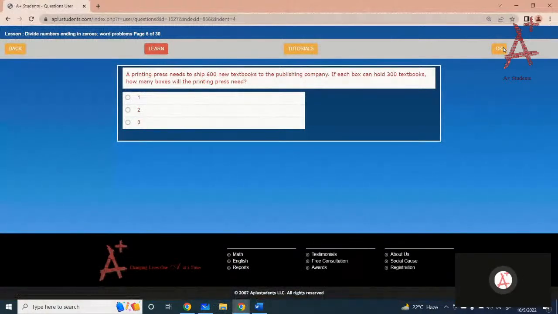Okay, a printing press needs to ship 600 new textbooks to the publishing company. If each box can hold 300 textbooks, how many boxes will the printing press need? So divide 6 by 3, so 3 times 2 is 6, and both of them have the same number of zeros, so the zeros cancel each other out and you are left with just 2. That means 2 boxes will be needed. Got it?